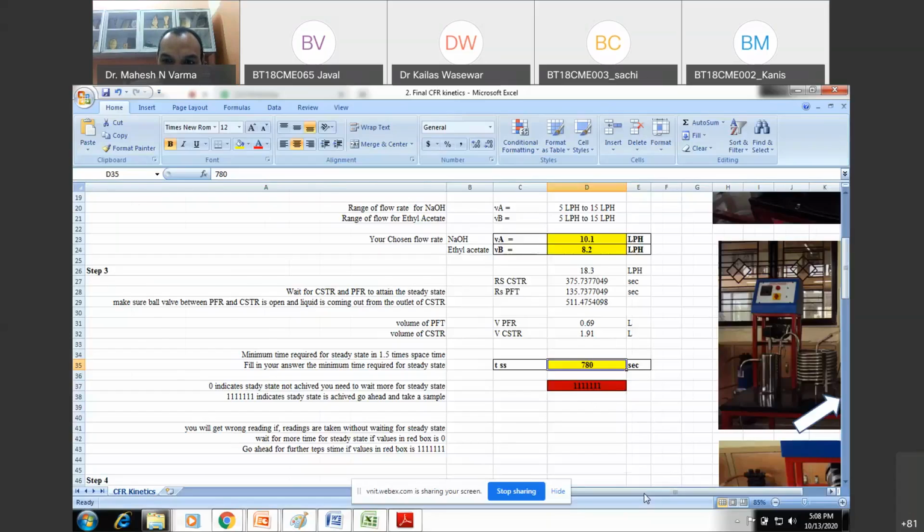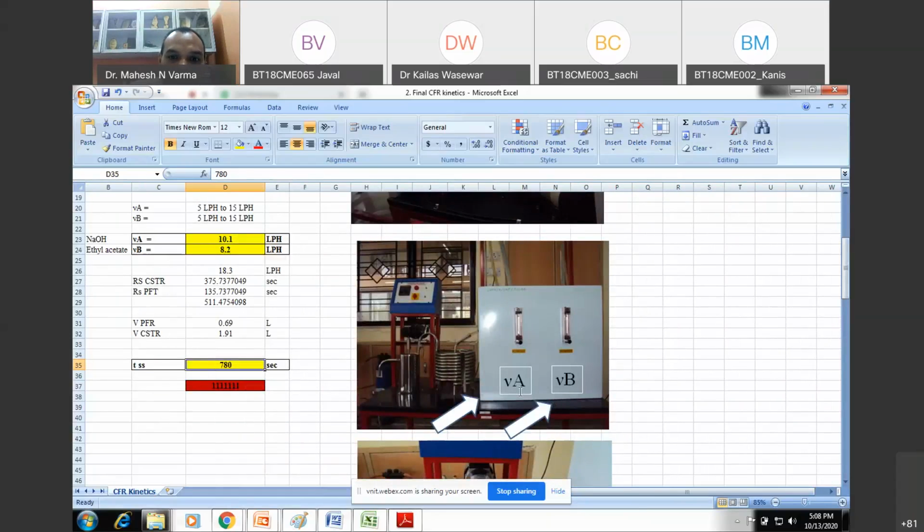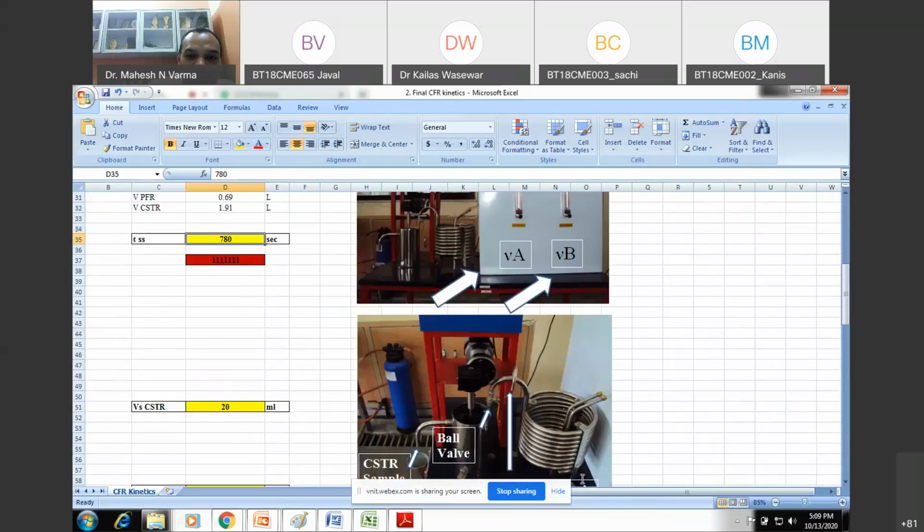Once you have set the flow rate of 10.1 LPH for NaOH and 8.2 LPH for ethyl acetate, you get the residence time and wait for at least this much time. Then only these readings are correct. Otherwise you will get wrong readings. Once the residence time is reached, then what will you do?